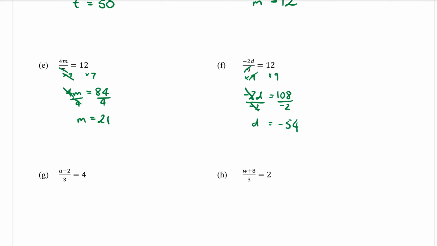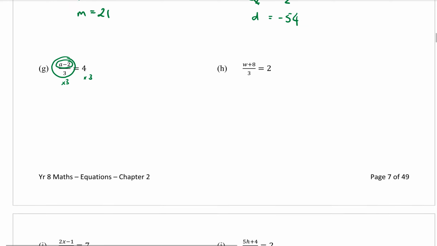G. A minus 2 over 3 equals 4. The A minus 2 are together on the top of the fraction. So they're going to be stuck together in the first layer. The 3 is in the second layer out. So the opposite is going to be to times by 3.